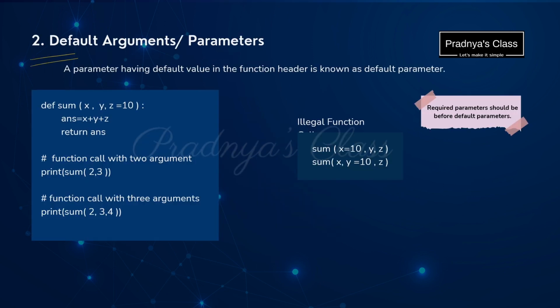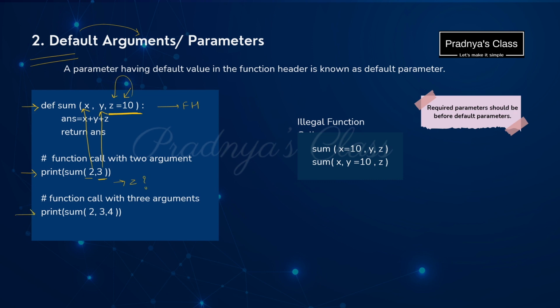Moving ahead to the second type of argument, it is called the default argument. In this case, we can provide some default value for the parameters in the function header. Here there are 3 parameters and we are providing a default value for z. Now look at the function call. In the first function call, we are passing only 2 values. So 2 will get initialized to x and 3 will get initialized to y. We are not providing a value for z, so 10 will get considered for z.